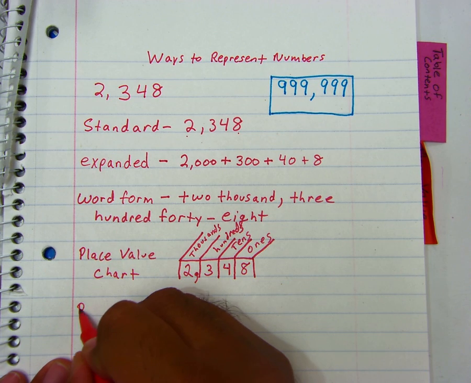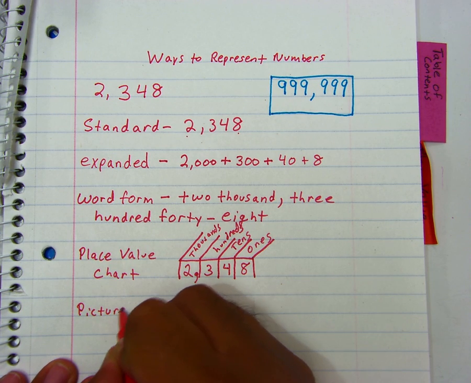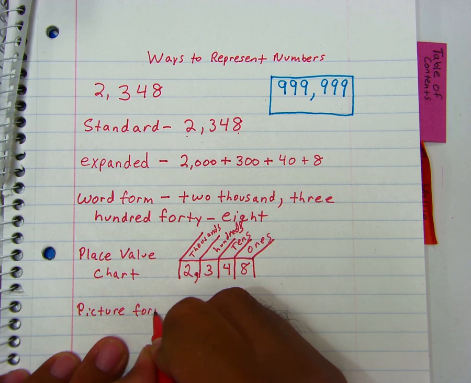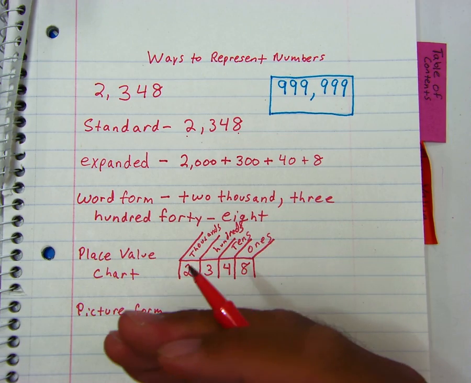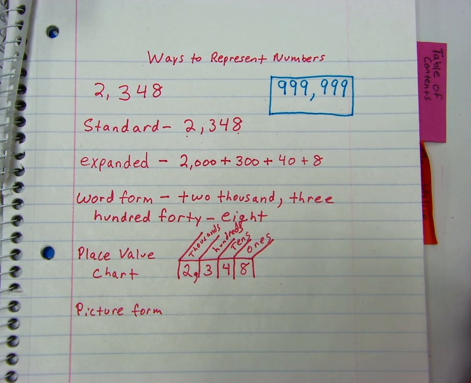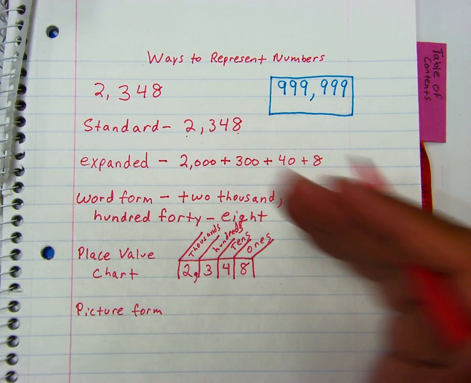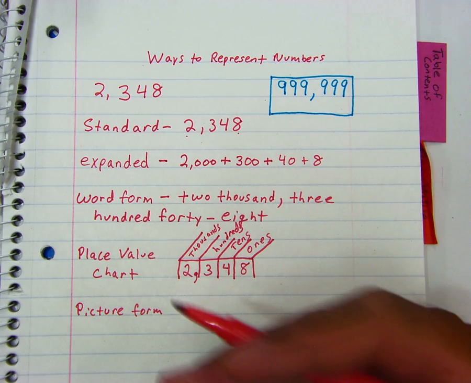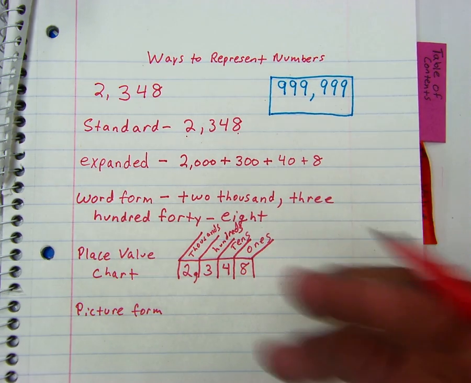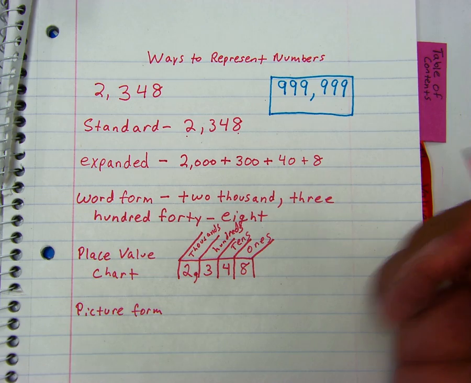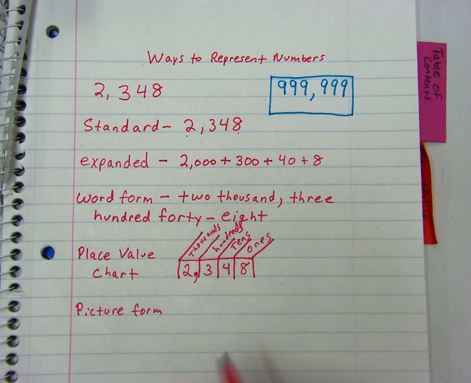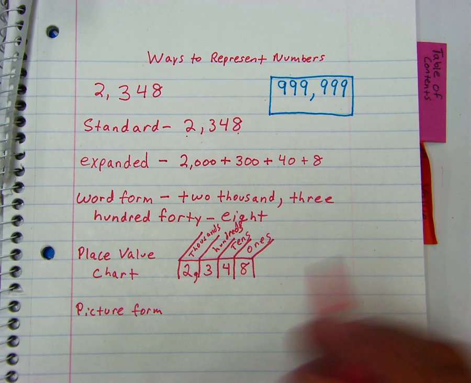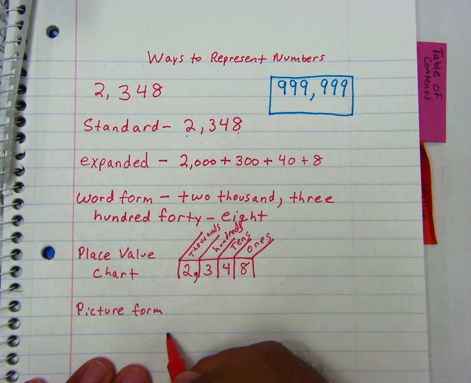Now, lastly, we're going to do the picture form. The reason why I'm doing this last is because we're not going to be able to use this after these 4 digits, after these 4 place values. Once we get into the 10,000s and the 100,000s, we're not going to be able to draw a picture for that. So let's go ahead and do the picture form for this value that we have right here. We have 2,000. So I'm going to go ahead and draw my thousands cube.